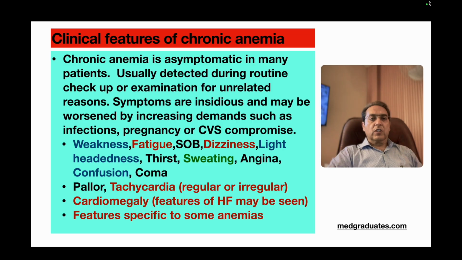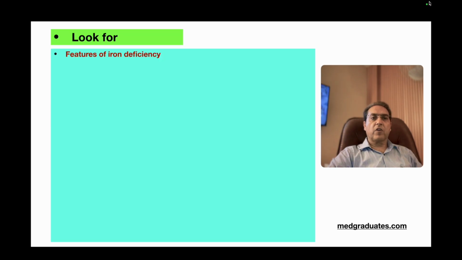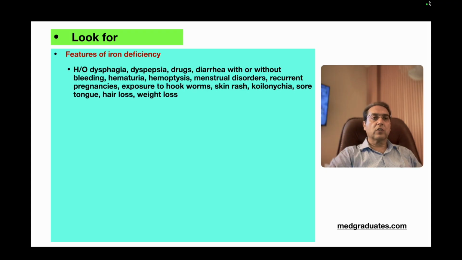Then look for features which are specific to certain anemias. For example, look for features of iron deficiency anemia. The patient may have a history of dysphagia, dyspepsia, drugs causing GI ulceration, diarrhea with bleeding, that is inflammatory bowel disease, or diarrhea without bleeding, that may be malabsorption.